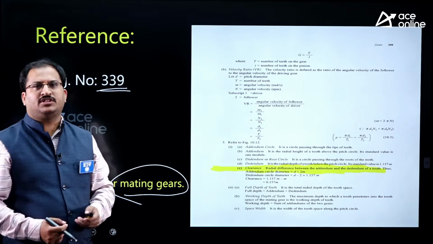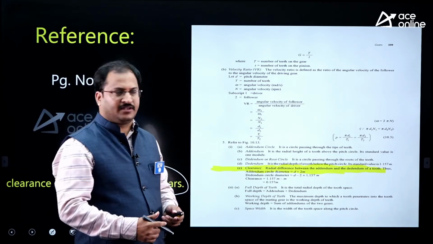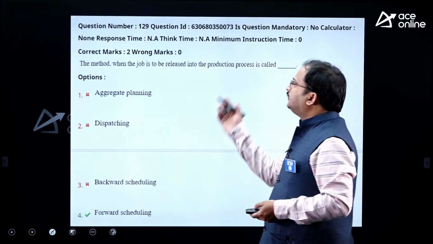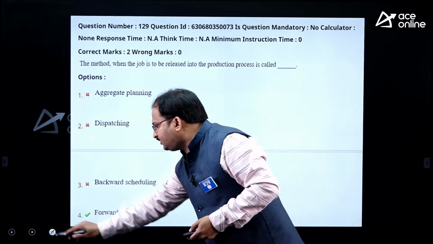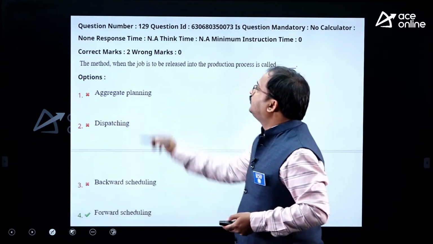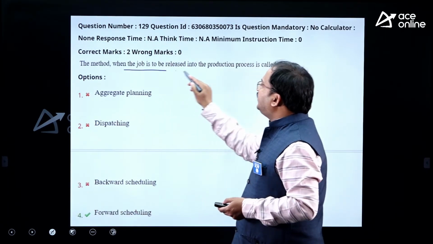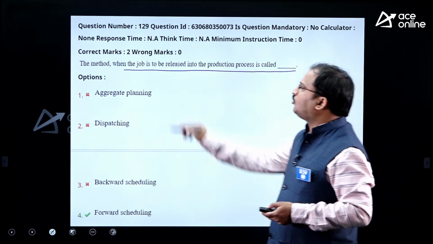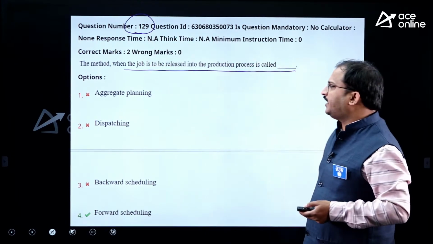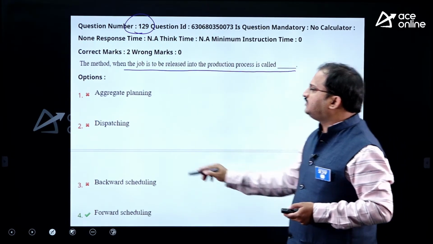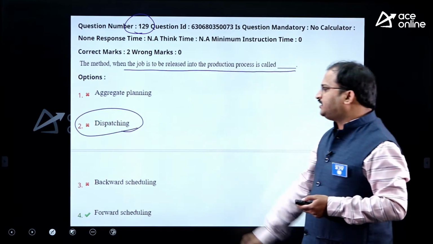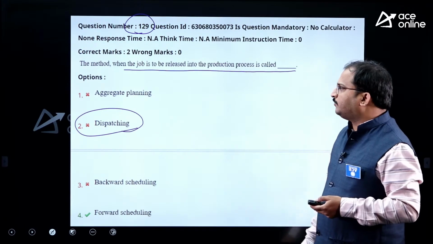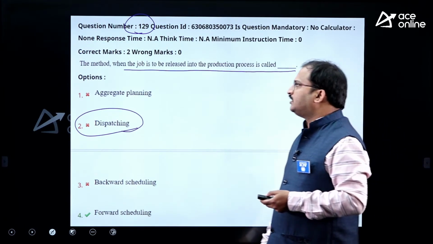Now, one more question is there from industrial engineering. Let me show you that question also. Here, the question is: the method when the job is to be released into the production process is called. The question number is 129 here. The actual answer is dispatching. Dispatching is the answer, but he has given forward scheduling. So you can raise this question as an objection, and I will show you the reference.